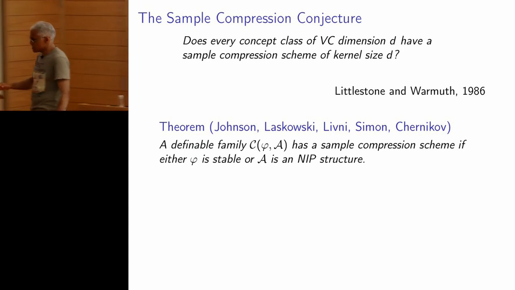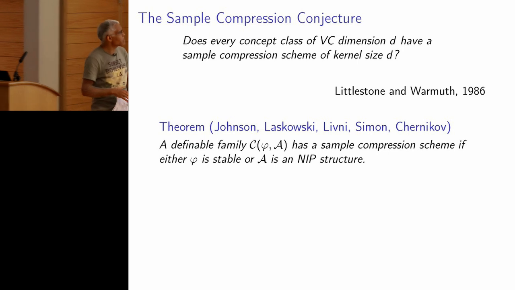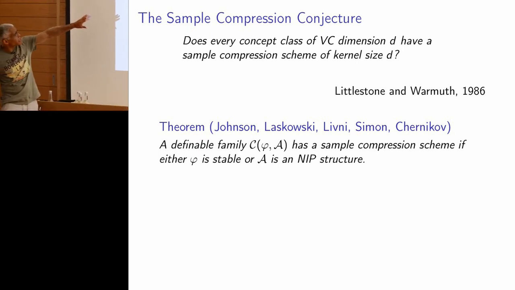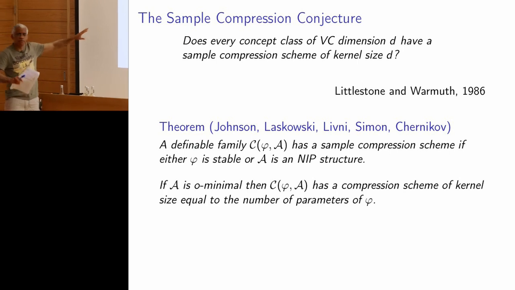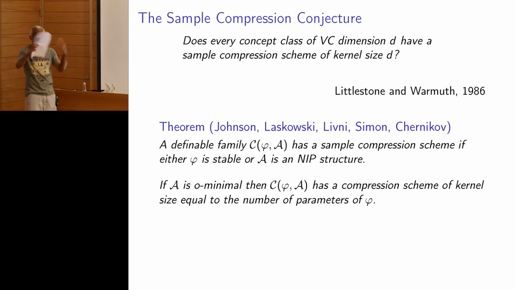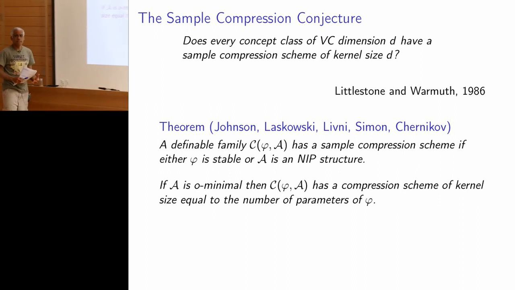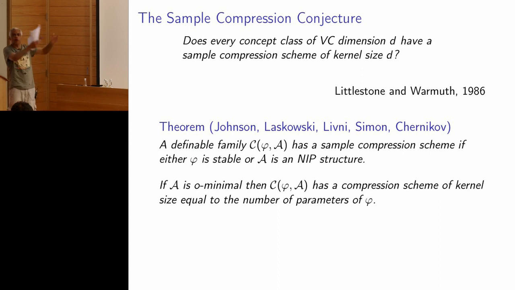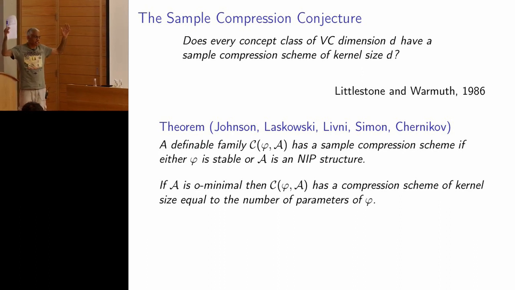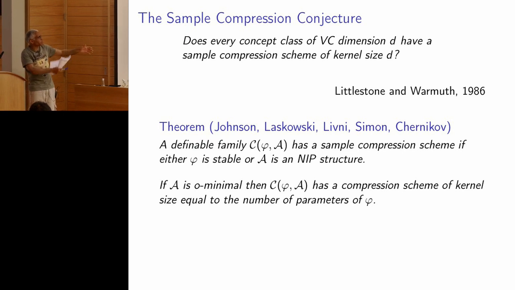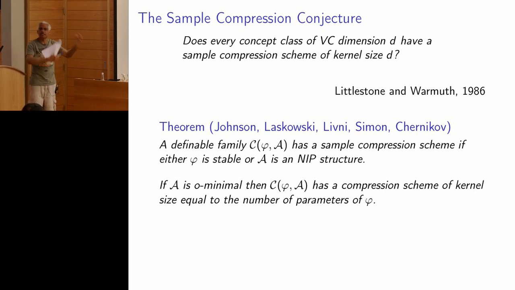So let me jump over. I have to hurry a little bit. The definition's stable. And in particular, there's a very nice result, I think the Johnson-Laskowski result, that if A is O-minimal, such as the reals with addition and multiplication, or the reals with addition, multiplication and exponentiation, then a concept class that I define by a formula with parameters has a compression scheme. So this is again a wide collection of concepts with finite VC dimension that have compression schemes of kernel size equal to the number of parameters of phi. And this is something we've been seeing again and again, that the kernel size, which here corresponds to the VC dimension, is determined by the number of parameters.